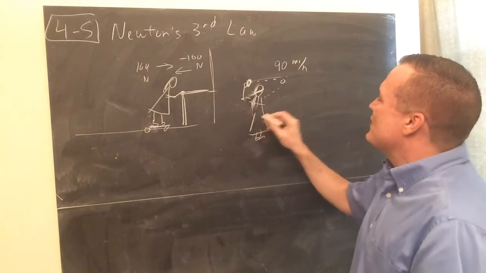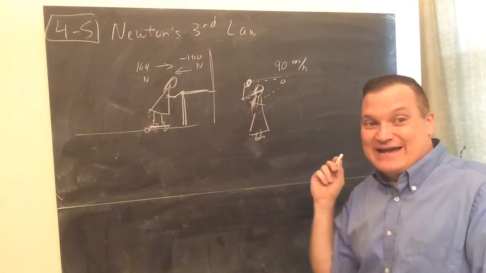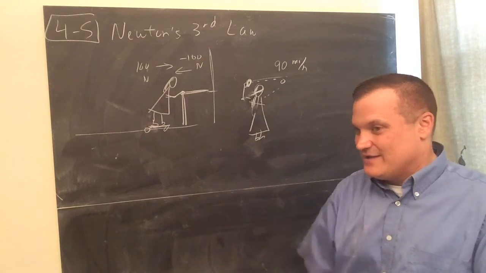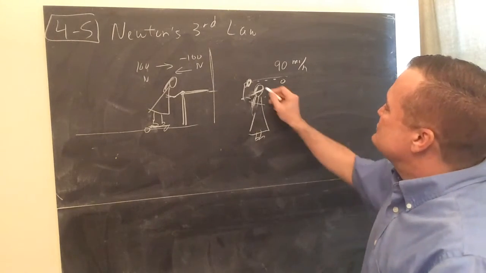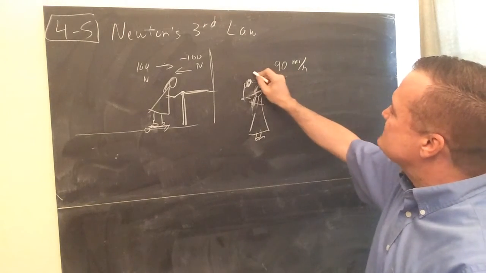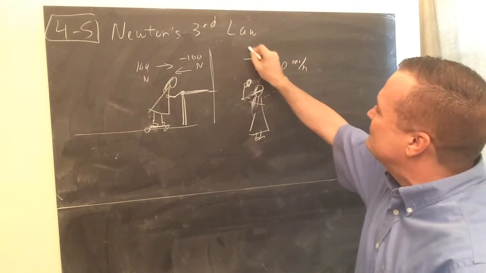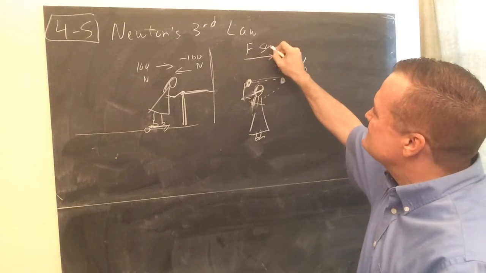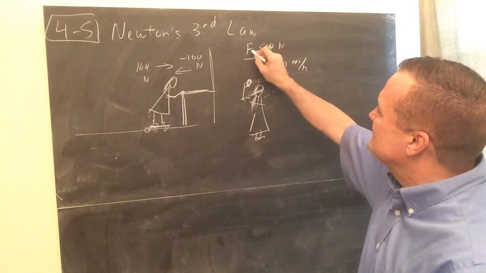Okay, but if she throws 90, those pitchers that throw like 90 mile per hour baseball, they throw that ball 90 miles per hour, okay? Well, that means she's putting a force on that ball to get that ball moving 90 miles per hour. Well, let's say I don't know what that force is. Let's just put like 500 newtons. Let's make up some number. That's probably not even enough.